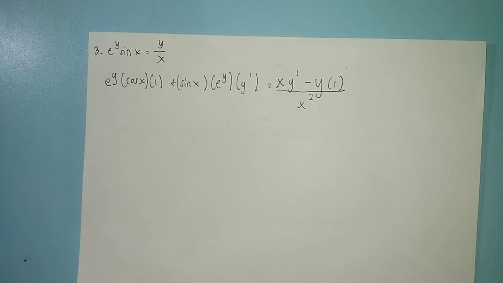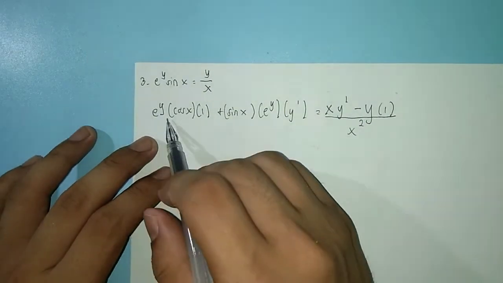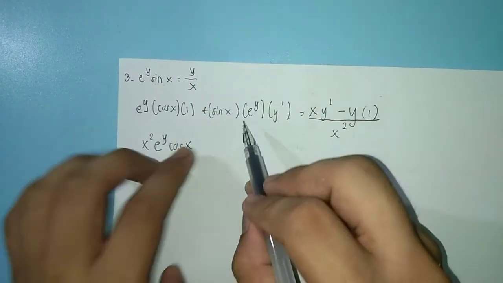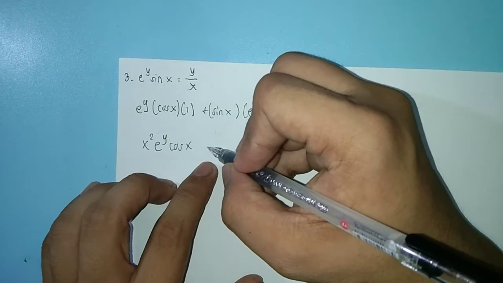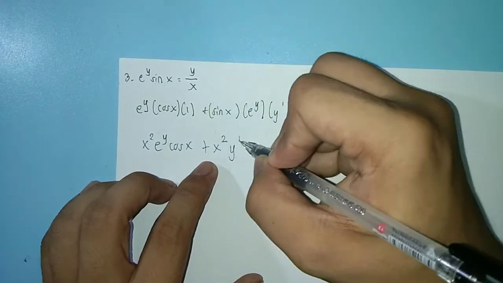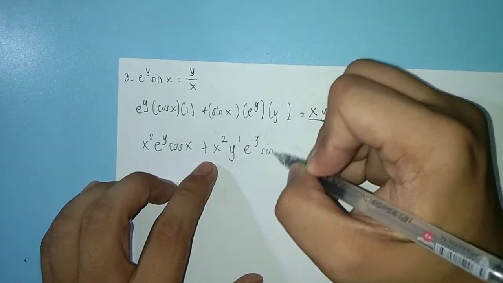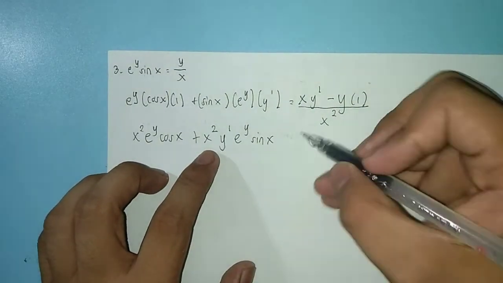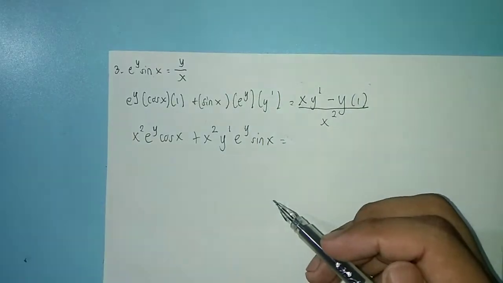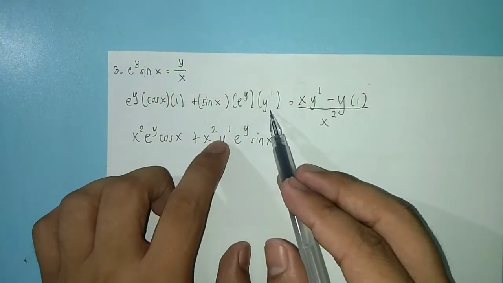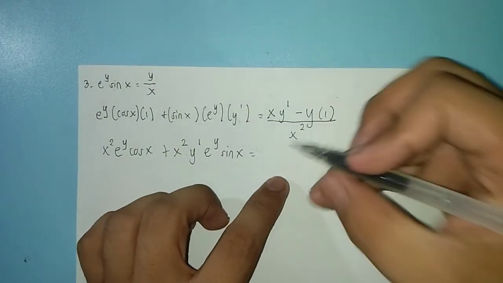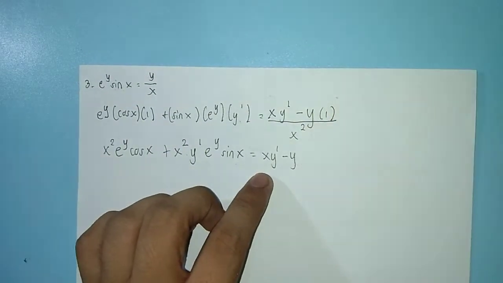So next, multiply na lang natin both sides by x squared. So dito magiging x squared e raised to y cosine x. So dito naman x squared y prime e raised to y sin x. Okay, so inayos lang natin. Then dito mawawala na yung x squared. Nagmultiply tayo x squared sa both sides. Kaya meron din x squared to. Tapos nilipat ko lang sa unahan to, then ito, then huli yung sin x.